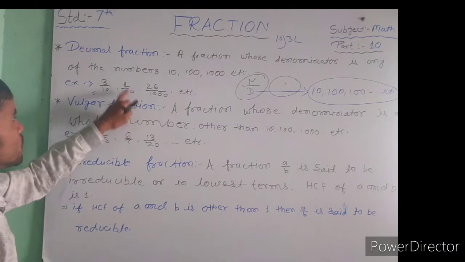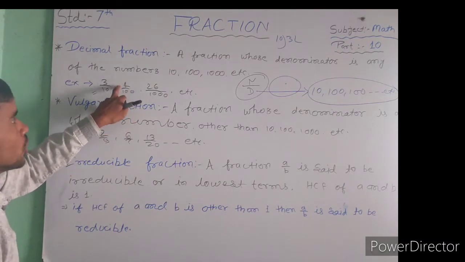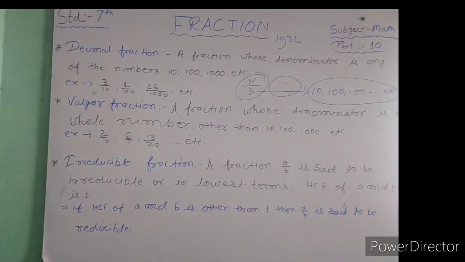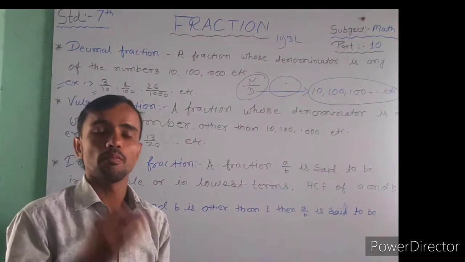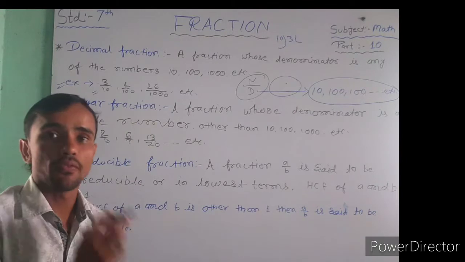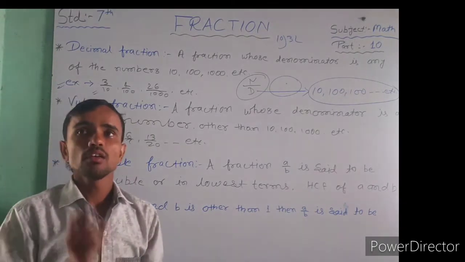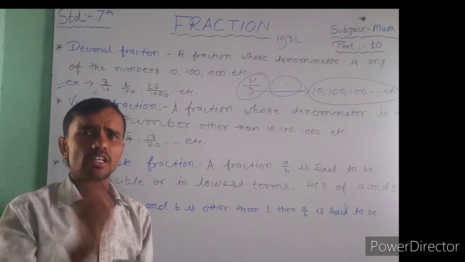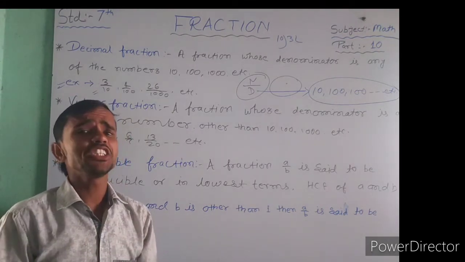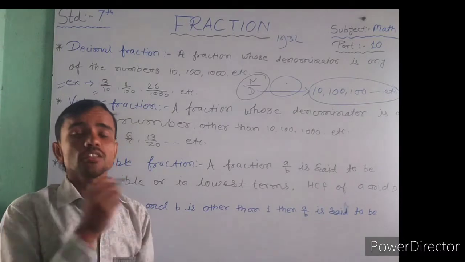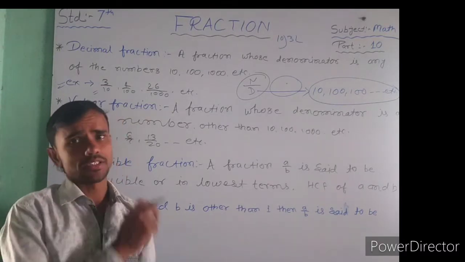Is that clear? 0.04, that is your decimal answer. So that is called a decimal fraction. Repeating again, a fraction whose denominator is 10, 100, 1000, 10,000, etc., is called a decimal fraction.